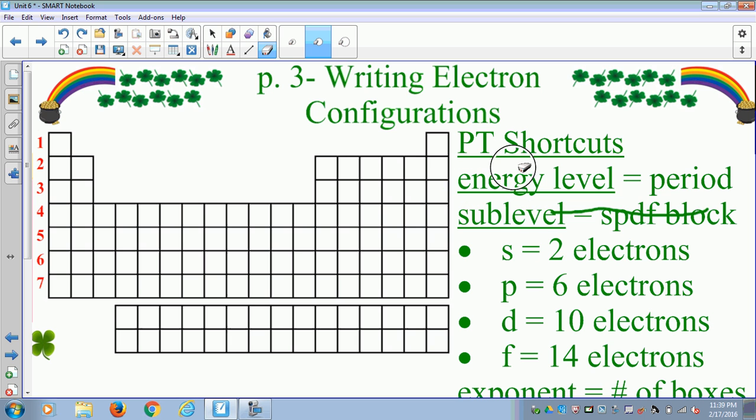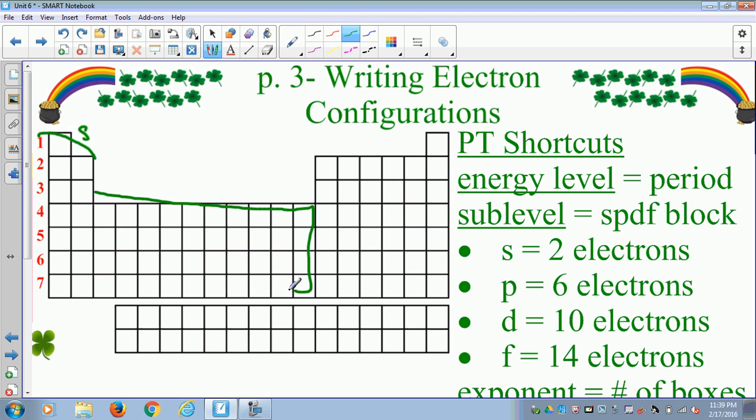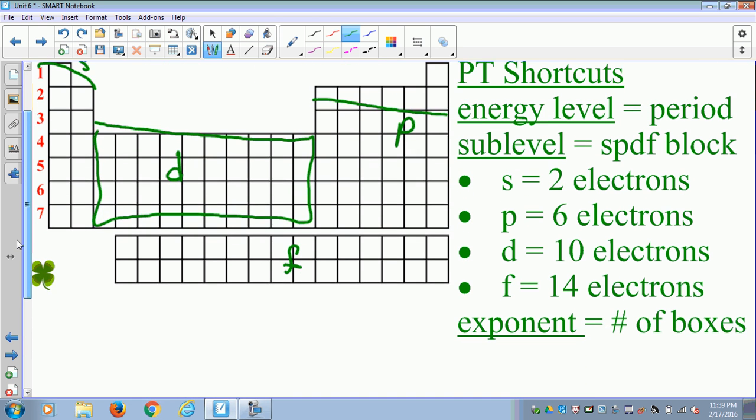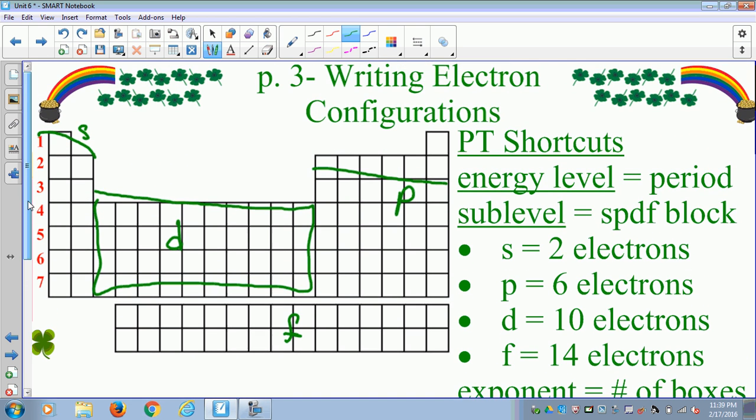Energy level comes from the period number. And there are 4 sublevels: S, P, D, and F. Your periodic table has S, both of these are called S block elements. These elements right here are called D block elements. These here are P block elements, and these are F block elements. S can take 2 electrons, P can take 6, D can take 10, and F can take 14. The exponents are the number of electrons.